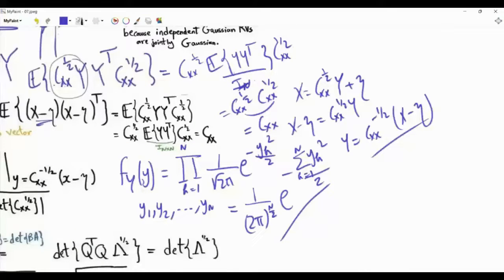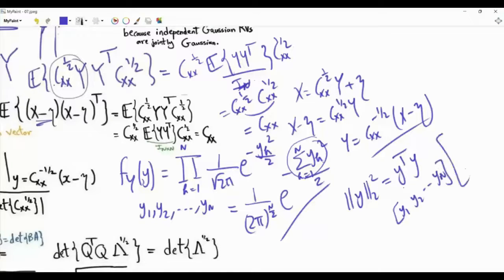Note here that in the expression for the joint PDF of the components of vector y, we have the L2 norm squared of the vector. This is the sum of the squares. It's the L2 norm squared, which can be written as y transpose y, right? Because when we multiply the row vector y1, y2 all the way to yn by the column vector, we get y1 squared plus y2 squared, and so on. So the sum of the squares is the L2 norm squared, or y transpose y.